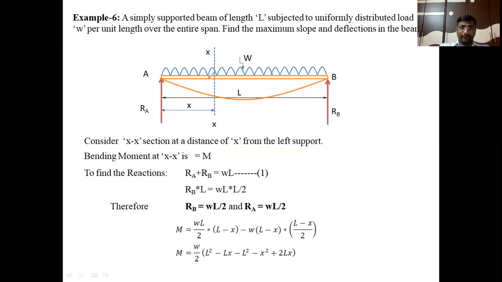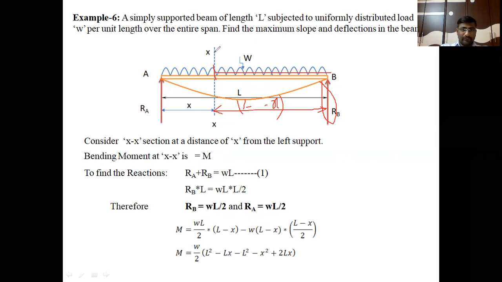So what are the forces on the right side of the section? Here the RB is there on the right side of the section, and also UDL from this place to this place, UDL is also there. So how much distance it is? This distance is L minus X, isn't it? The X is taken from the left support, total length is L, therefore the remaining length is L minus X.